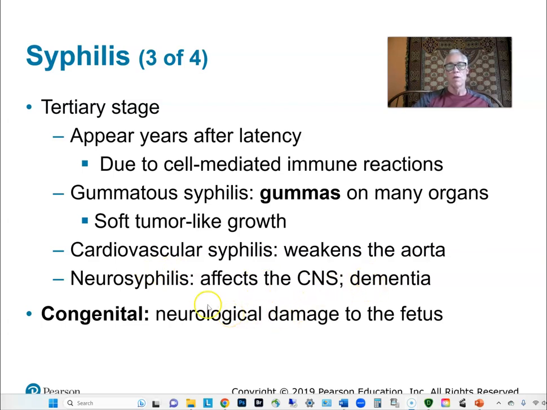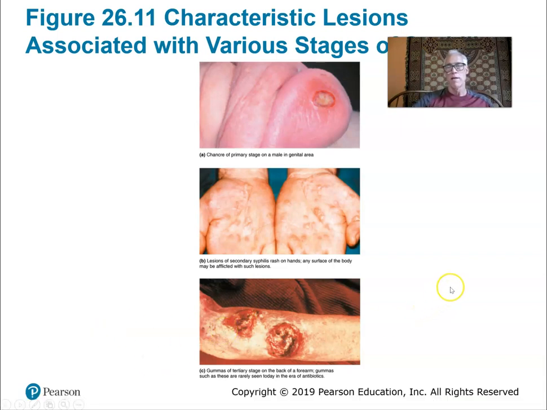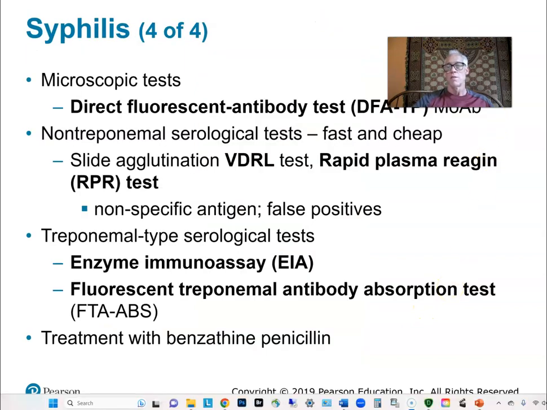Congenital syphilis: if it's occurred, it can get to the fetus and damage the fetus. So it crosses the placenta. A very terrible disease indeed, a fatal disease ultimately, but going a bad way on the way out. There's a picture of a chancre on the penis. There's a picture of the secondary stage with a rash on the palms. And there are some gummas on the skin. But again, those gummas can form on all internal organs. Any internal organ, for the most part, can be infected by these spirochetes. It's a systemic disease.